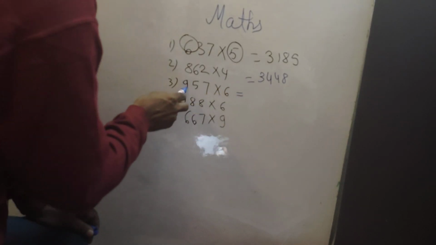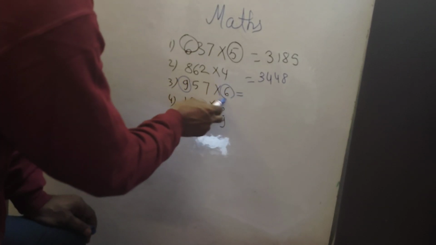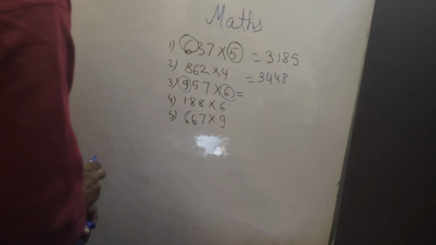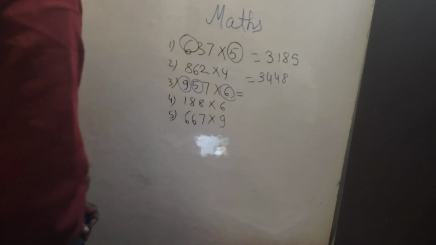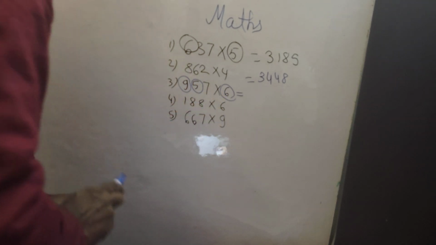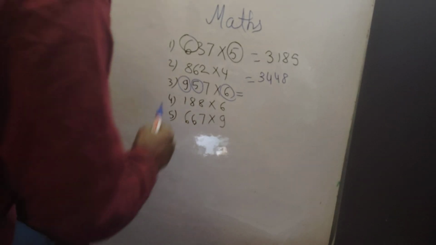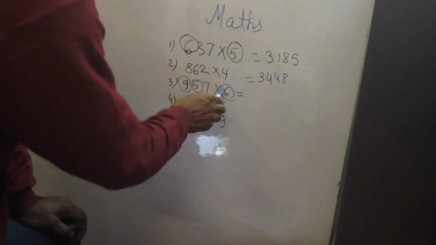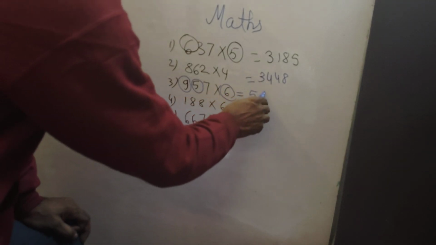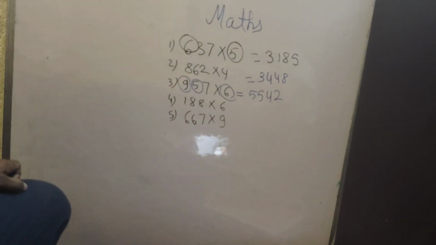Next problem, it is 900. 9's place value is 900. 900 into 6 is 5400. Put 5400 in mind. Now this is 50, place value is 50. 50 into 6 is 300. So 5400 plus 300 is 5500. 5500 plus 7 times 6 is 42. So 5542. That is written as 5542. This is the answer.